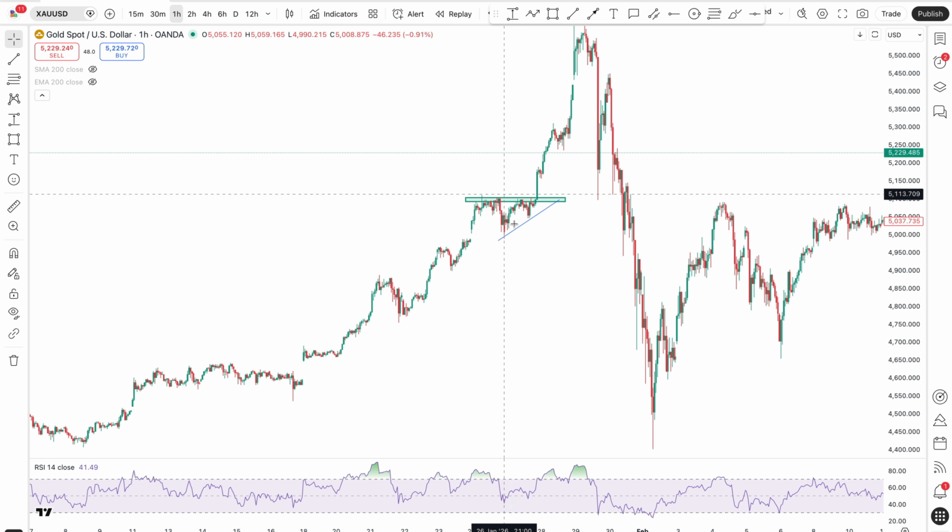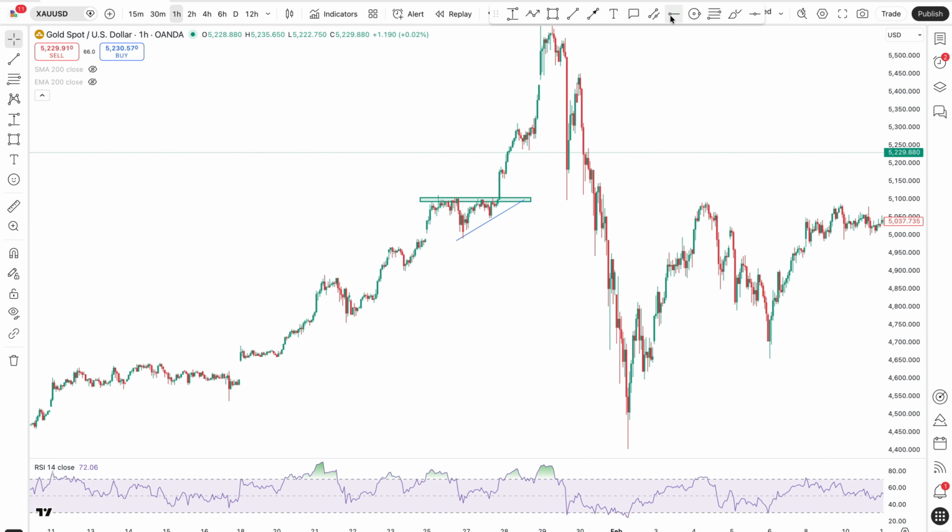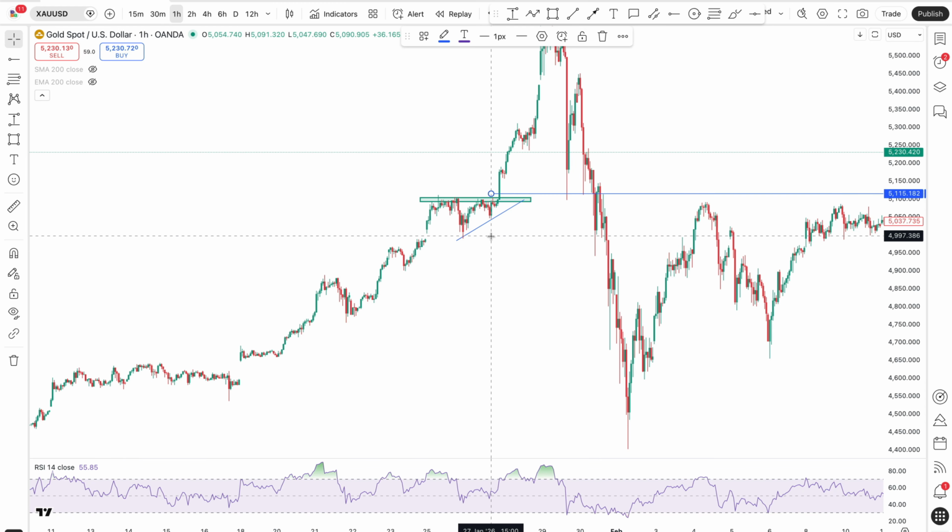So the psychology behind this pattern is that we have the bulls mounting pressure towards an area of resistance, and your trigger to go long, or your trigger to enter this trade, would be watching out for a breakout above the area of resistance. The reason is because this chart pattern already tells us that bulls are in charge. Bulls are mounting pressure towards the area of resistance.